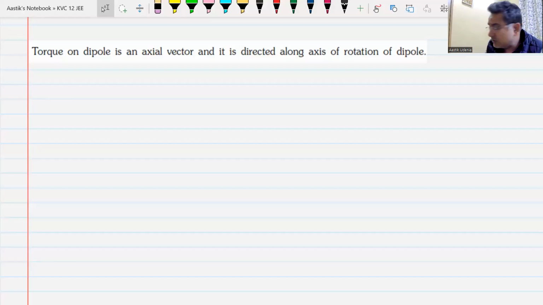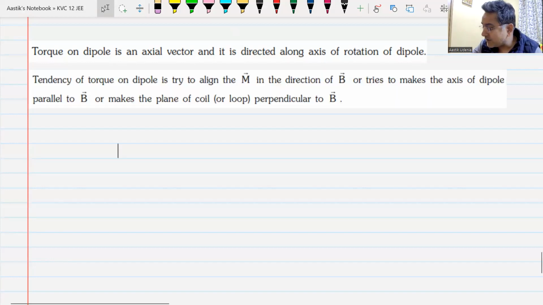Now you can note down these important points. Just as a reminder, torque on a dipole is an axial vector. It is directed along the axis of the rotation of the dipole. So the dipole is going to rotate along that axis in which the torque is there, normally an axis passing through the center of mass. Now the tendency of this torque is to bring the dipole back to its position of stable equilibrium.